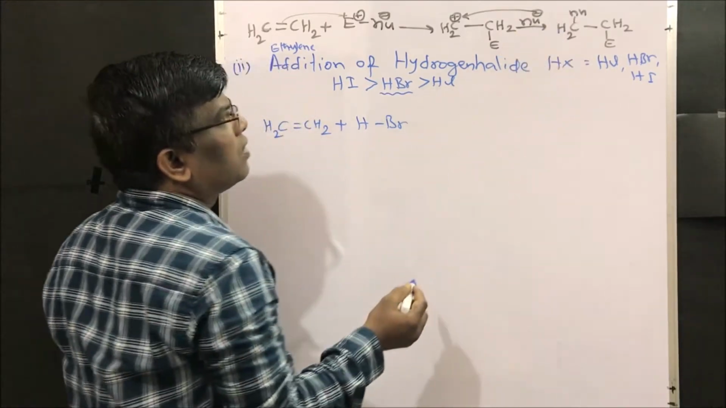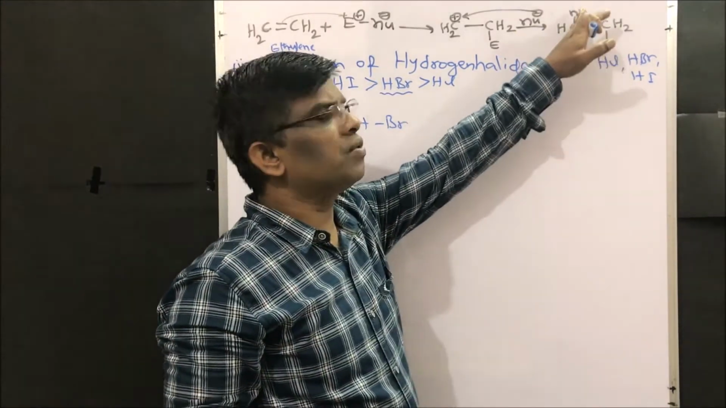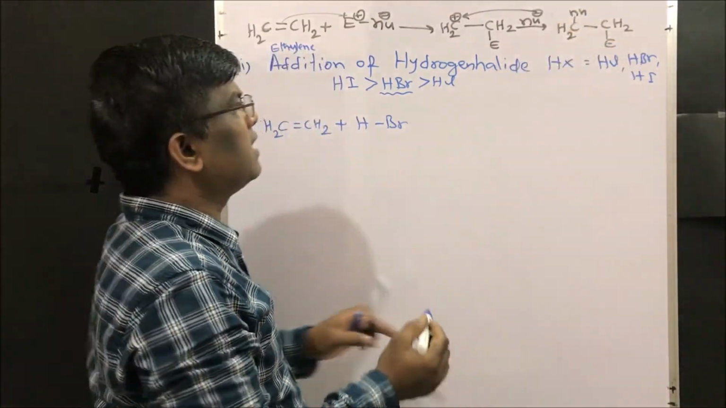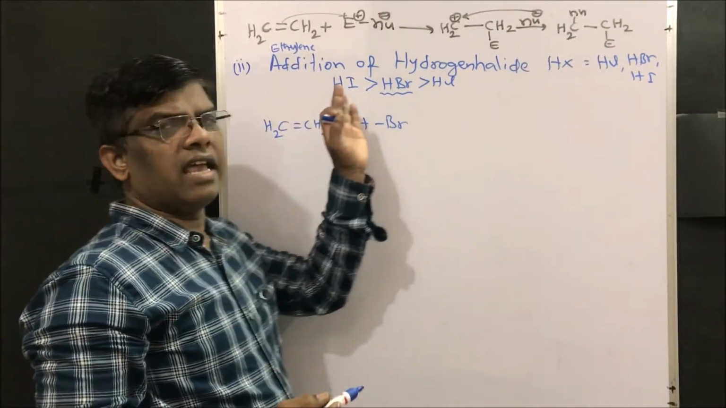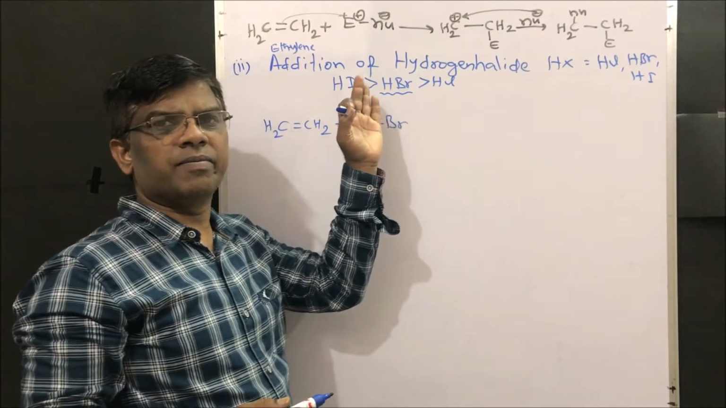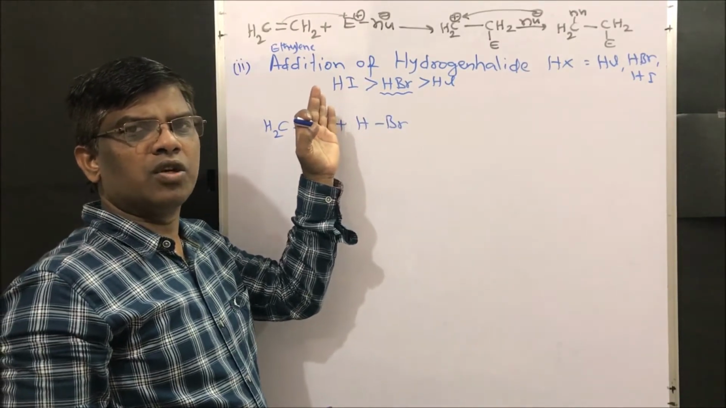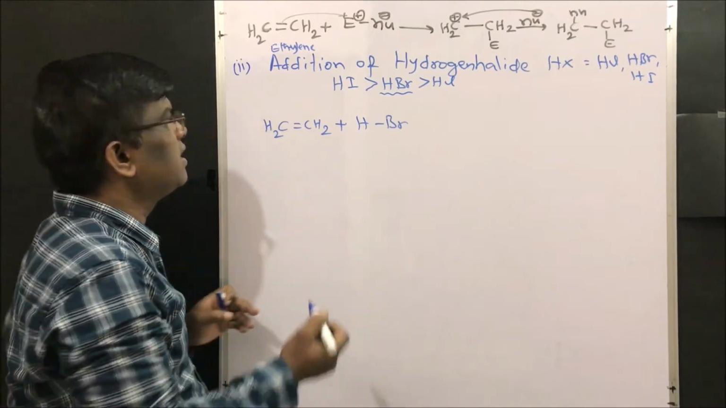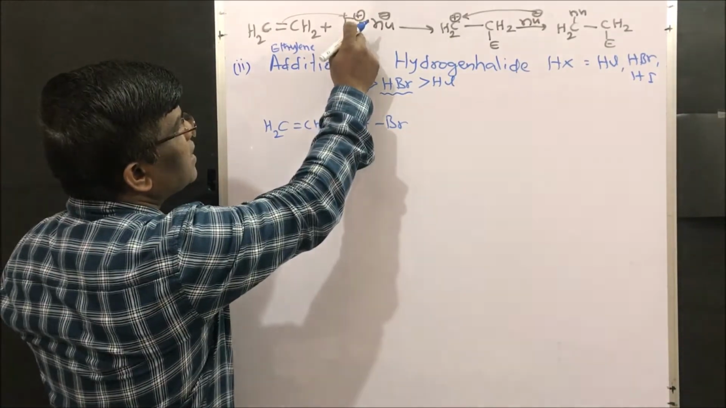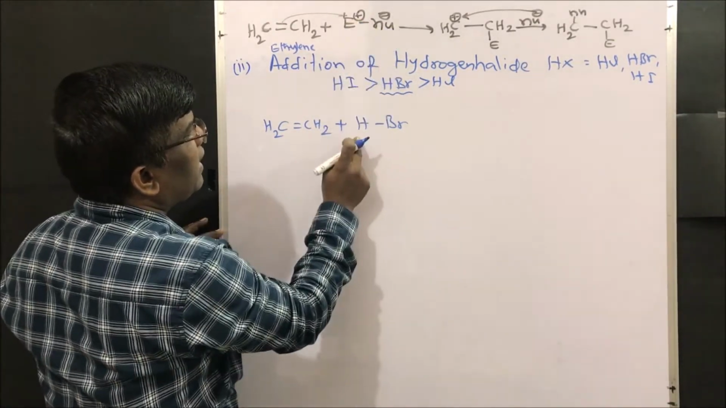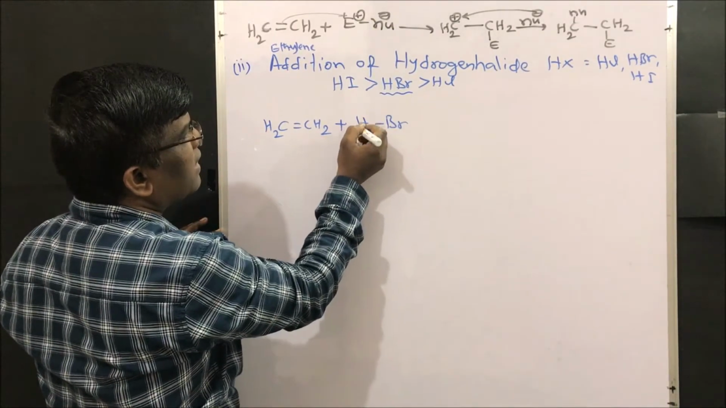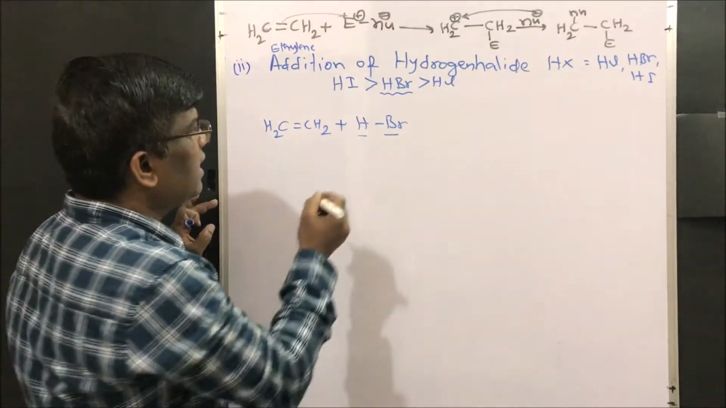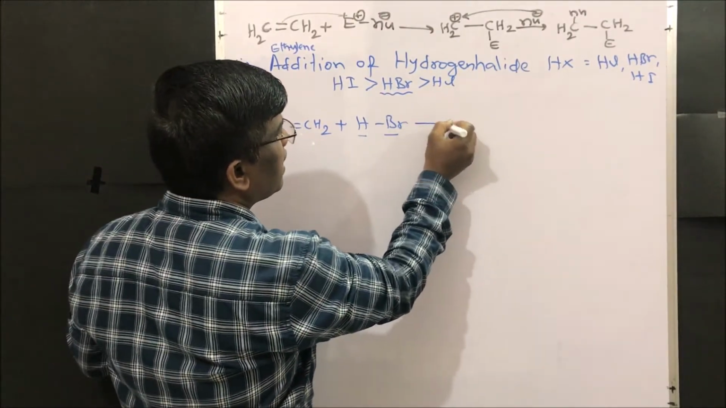Right friends? So this addition is trans. Electrophile and nucleophile are trans to each other. This trans mechanism I have already explained with respect to bromine, Br2. Bromination of alkenes is a trans addition. Now with respect to electrophile and nucleophile in HBr, what is the electrophile? This is the electrophile. This is going to be the nucleophile. It is better, you can understand very easily.